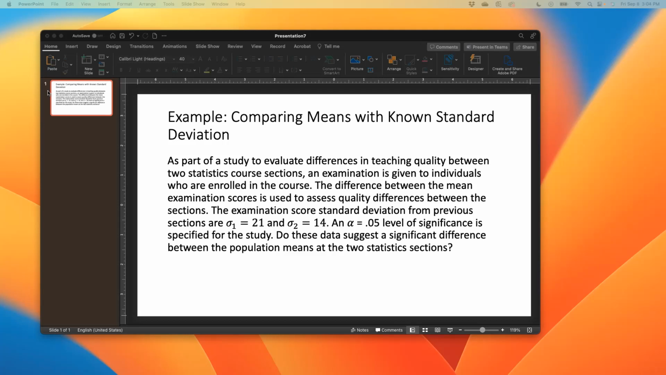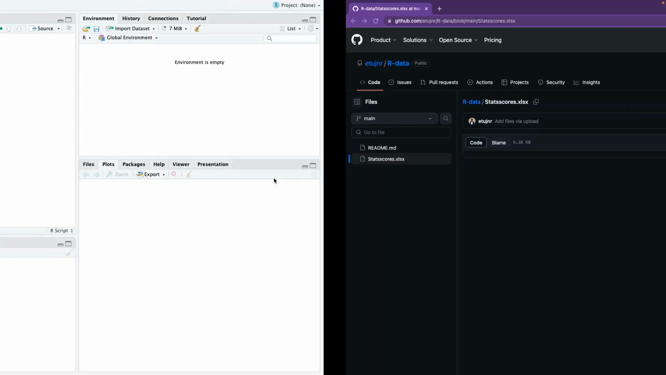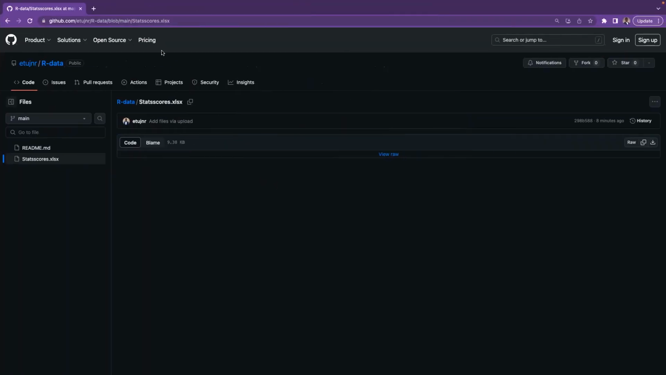We're given the level of significance as 0.05, and then we're asked to see if the data suggests a significant difference between the population means in the two statistics sections.